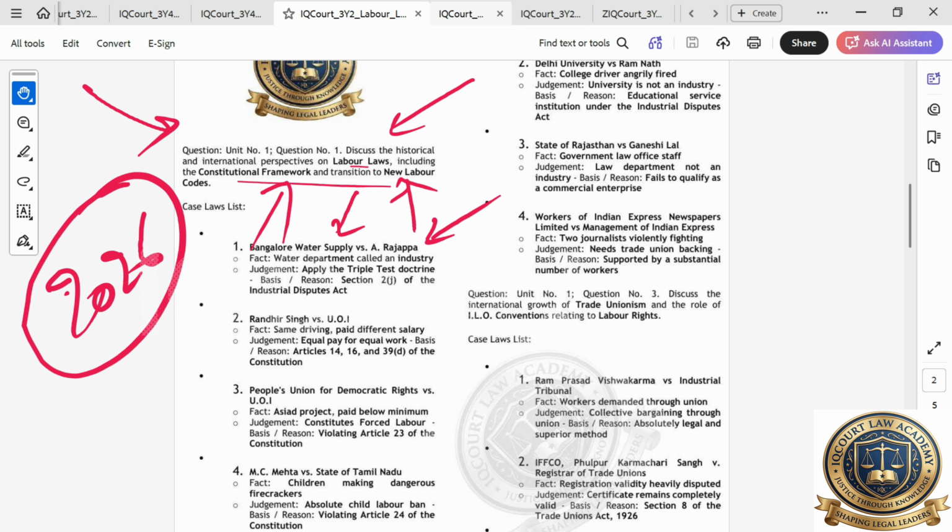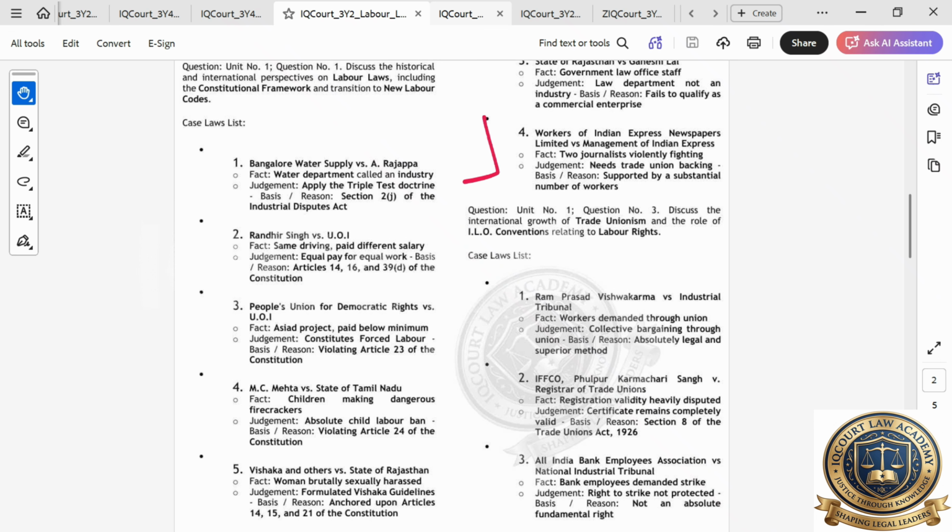In this, the fact was that the water department was called an industry. The court applied the triple test doctrine. The court defined that there should be systematic activity, an employer-employee relationship, cooperation for the activity, and production of goods and services. In water supply, systematic activity is there, the employer-employee relationship is there, cooperation is there, and production of services is there. That is the reason they defined it as an industry.